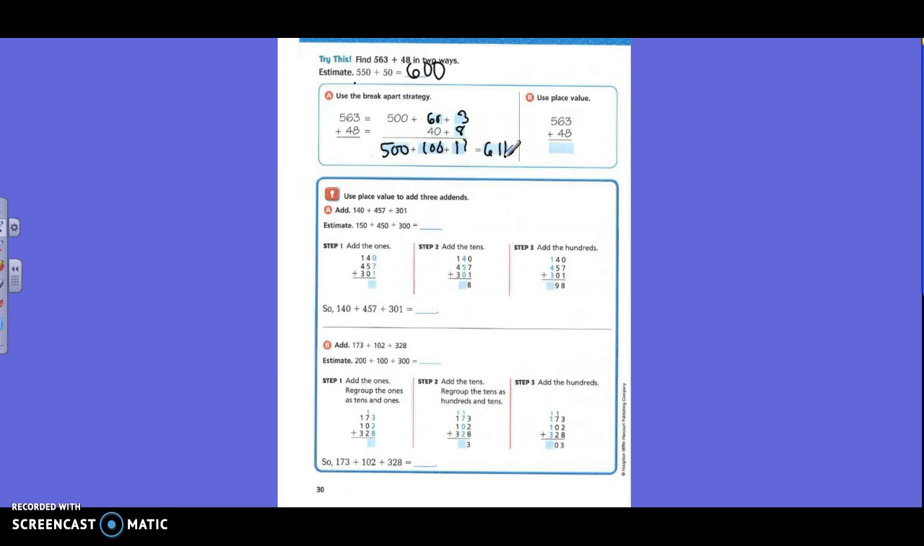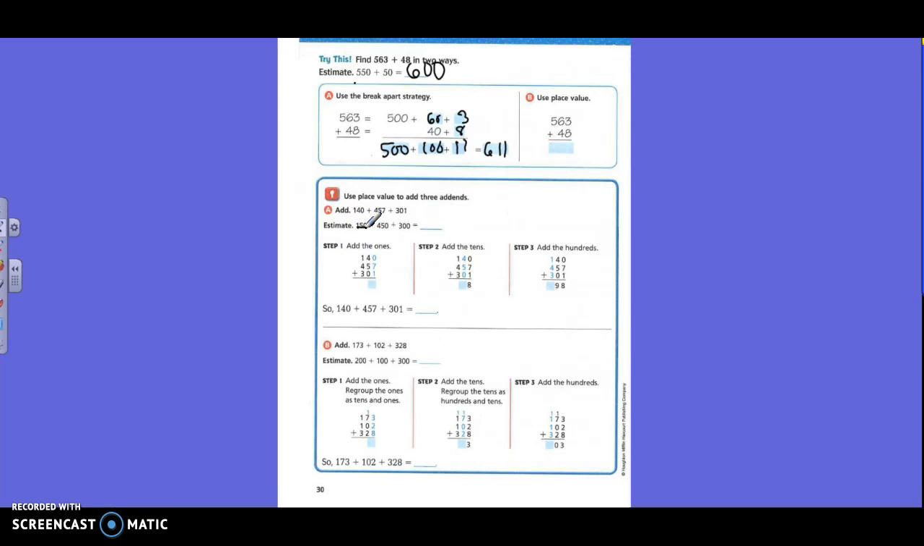Okay, this time you're not just adding 2 numbers, you're adding 3 numbers. Okay, so you're going to kind of stack and add, but before we do that, they want to estimate. What's 140? They're rounding that to the nearest 25 or the nearest 50. Is it closest to 0 or closer to 50? 50. 140 is closer to 150, so it'd be 150.